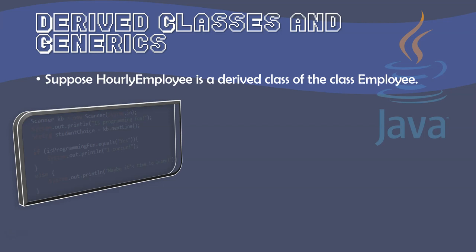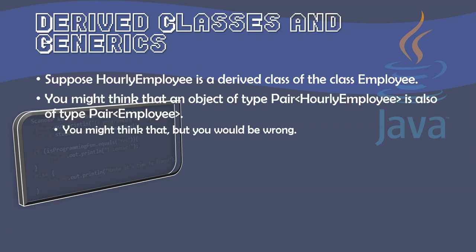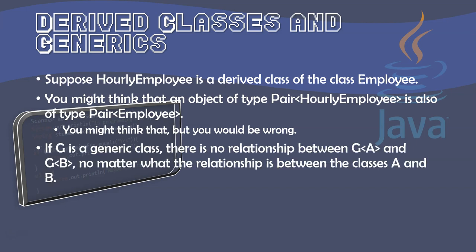Well, let's just say an hourly employee is derived from the class employee, and that's what we've expected to see. You might think, okay, if I have a derived class of it, and let's say we do a pair of hourly employee, is that also type pair of employee? Because hourly employee is derived from employee, you might think that if I were to put those as the type parameters, this would work. Well, it's not quite so.